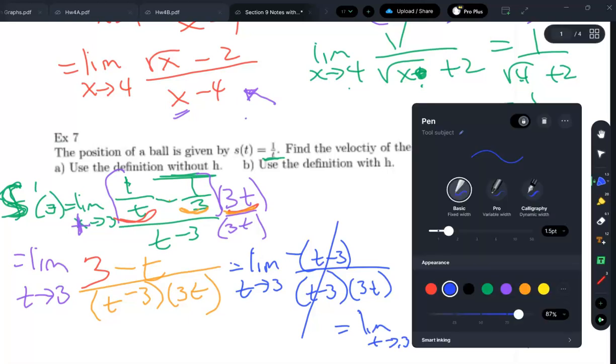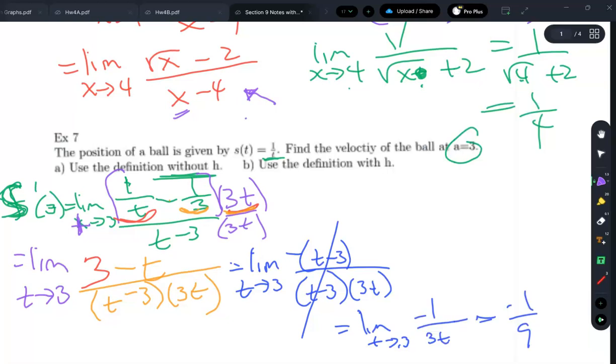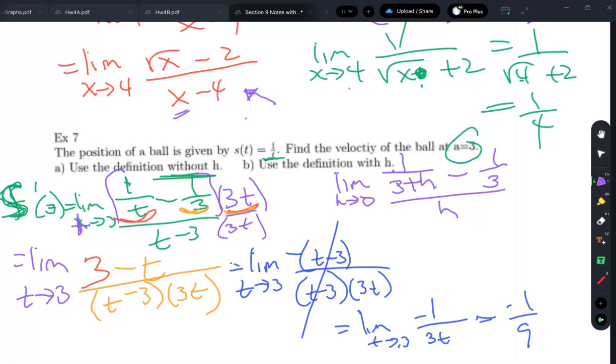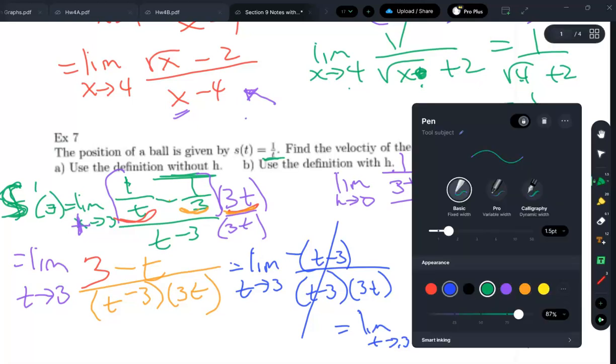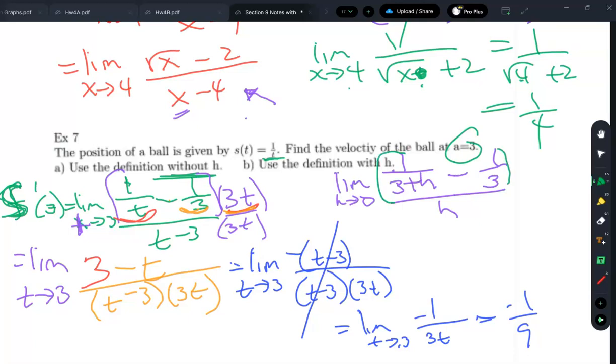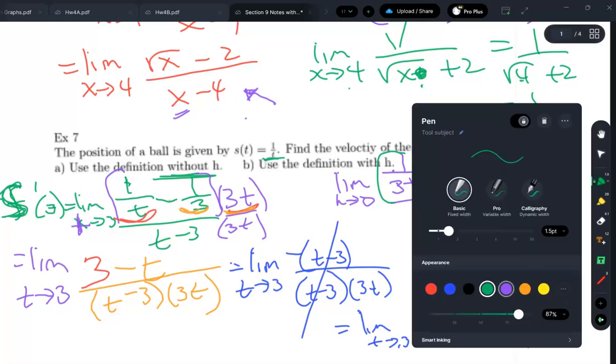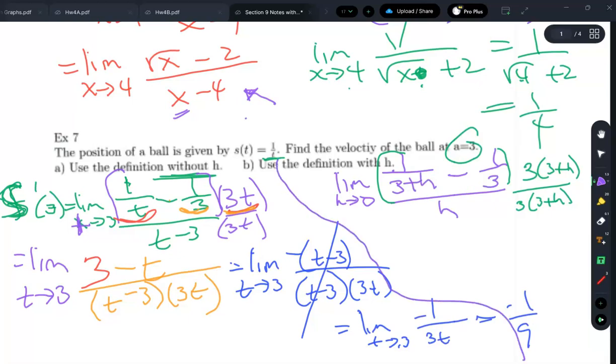All right, so let's do it with the definition with h. So that'd be limit as h goes to 0, f of a plus h. So that would be 1 over 3 plus h minus 1 over 3 all over h. We've seen these kind of problems also. So this is where we want to multiply numerator and denominator by the least common denominator. Okay, so let's cancel as we go. So let me keep that down there. Limit as h goes to 0.